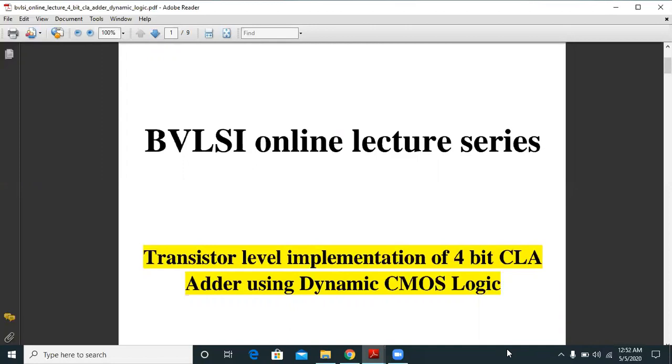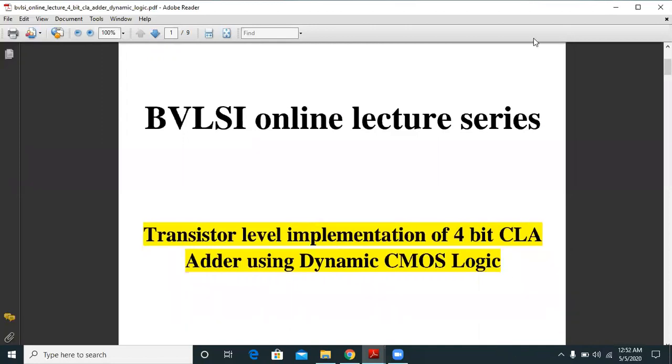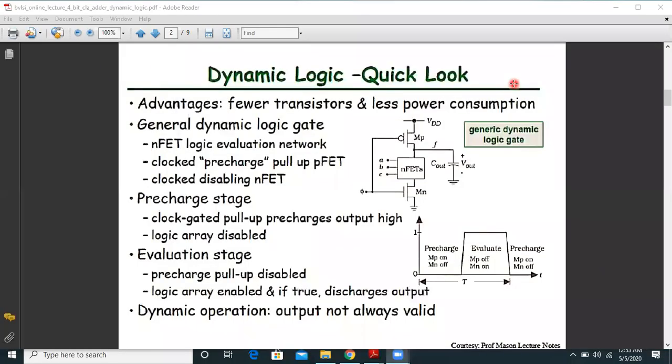Today's topic is transistor level implementation of 4-bit CLA adder using dynamic CMOS logic. So before moving on to the topic, let us revise what is dynamic CMOS logic. So we will have a quick look over dynamic logic.